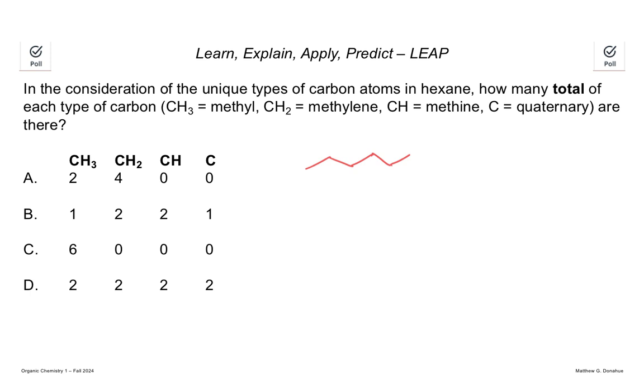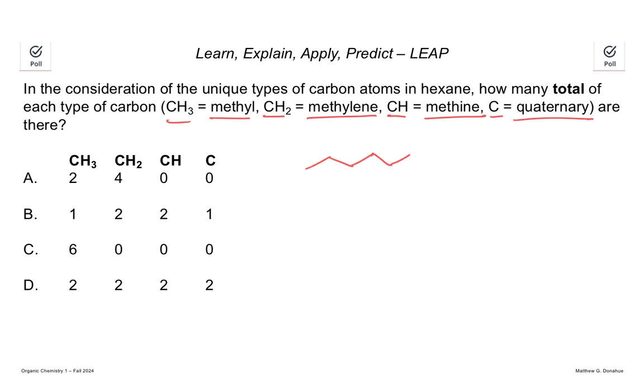So as I said, ways of classifying carbons are by their attached hydrogens. CH3 is called methyl, CH2 is called methylene, CH is called methine, and carbon with no hydrogen is called quaternary. And this question is asking you the total number of each. Keep in mind, we're not doing the uniqueness part right now, we're just doing the total part. How many total CH3 groups are there?